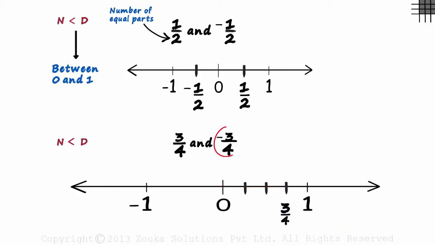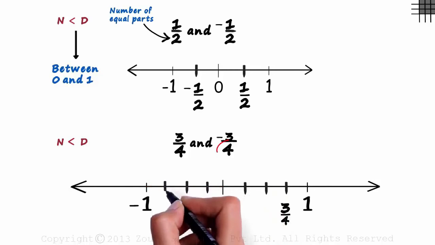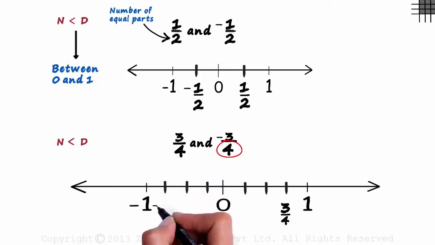Now let us plot minus 3 by 4. Since 3 is less than 4 and the rational number is negative, we know that it will come between 0 and minus 1. We divide this length into 4 equal parts as the denominator is 4. And we mark minus 3 by 4 3 parts away from 0. That's it. We have plotted the points.